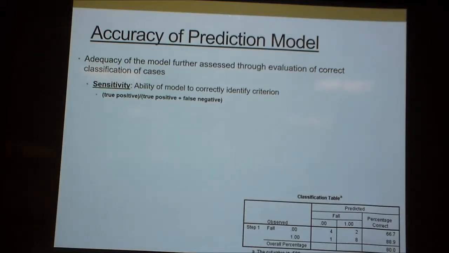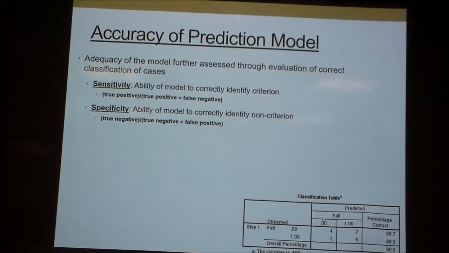We talk about sensitivity as the ability of a model to correctly identify a criterion, right? So what we've got is our true positives, the people who we predicted would fall who actually did fall, divided by the true positives and the false negatives. In this case, we would have 8 divided by 8 plus 1. Here's our false negative. We predicted they wouldn't fall, they did, and that will give us our sensitivity. We had 9 falls, and we predicted 8 of the 9 falls with our model, right?